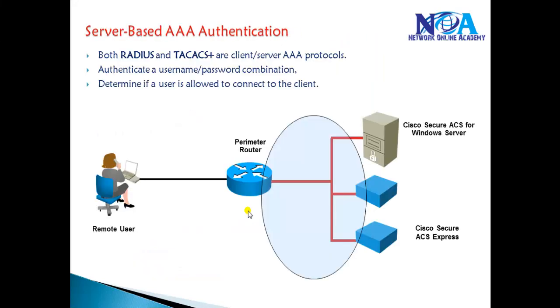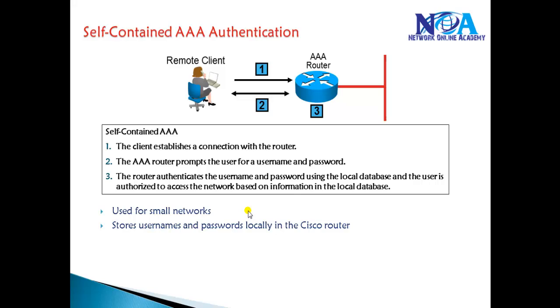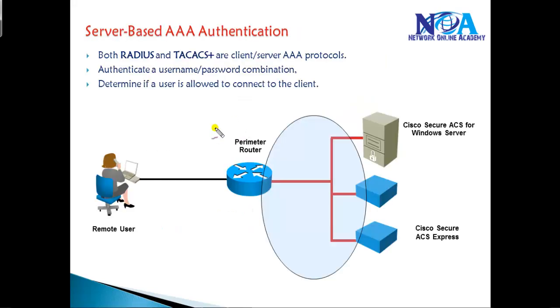Okay, so we can do this kind of thing by using some external servers, and there are two major protocols which are used here: RADIUS and TACACS, which are client-server AAA protocols. So whenever a user device tries to log into any device, either by telnet or VTY line, this router will be referred to as a AAA client, and the server computers might be running some application like Cisco Secure ACS Express or Cisco Secure ACS for Windows Server.